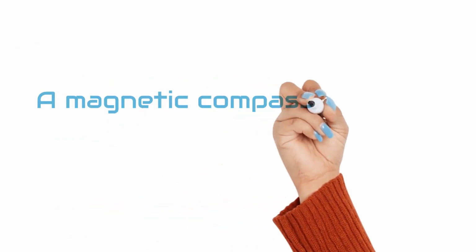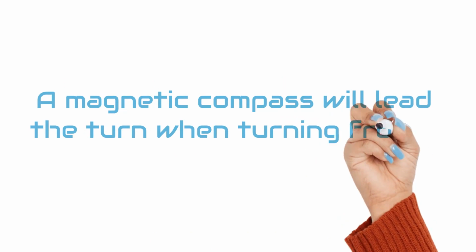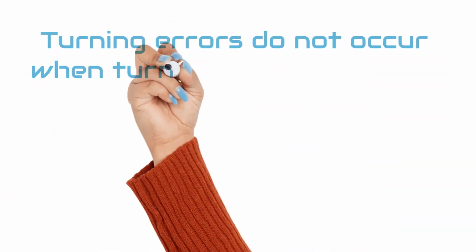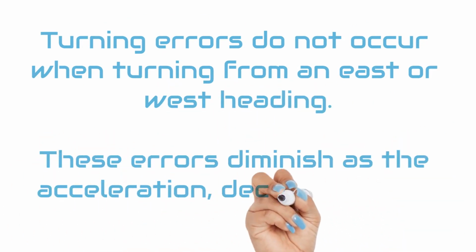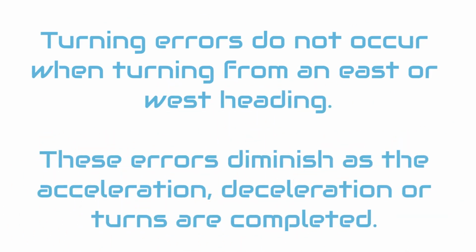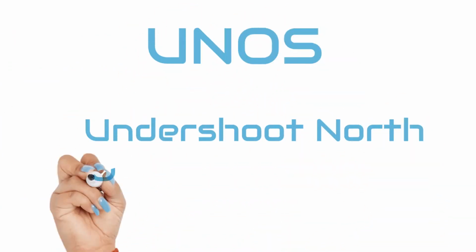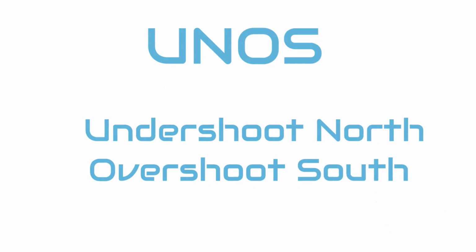A magnetic compass will lead the turn when turning from a south heading. Turning errors do not occur when turning from an east or west heading. These errors diminish as the acceleration, deceleration, or turns are completed. For this, we use the memory aid UNOS, which stands for undershoot north, overshoot south.